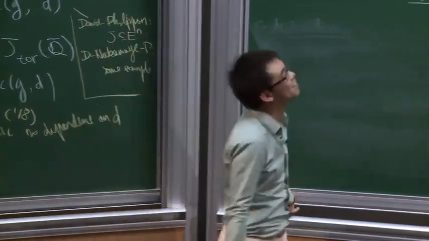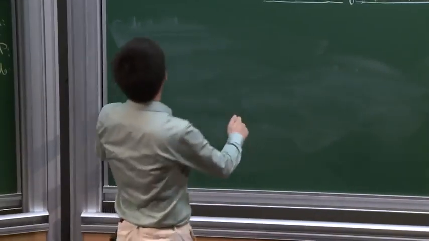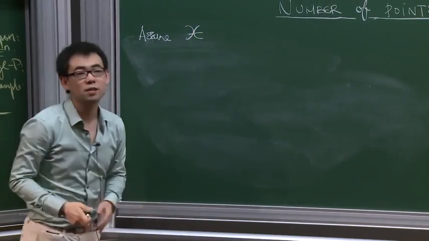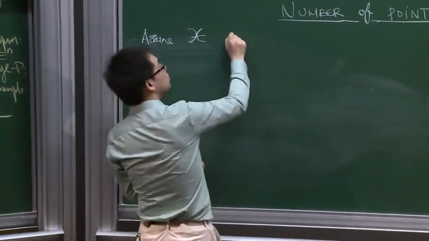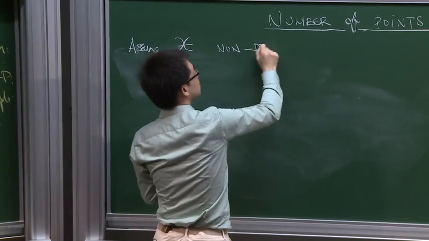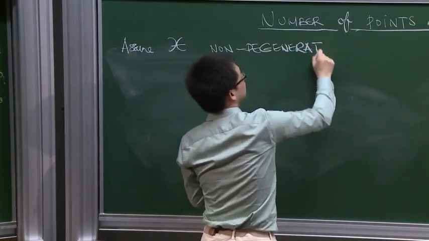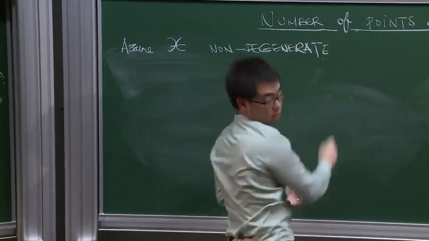All right. Now, we assume that this X satisfies some condition, which I'll call non-degenerate. I'll explain what it means later in my talk.